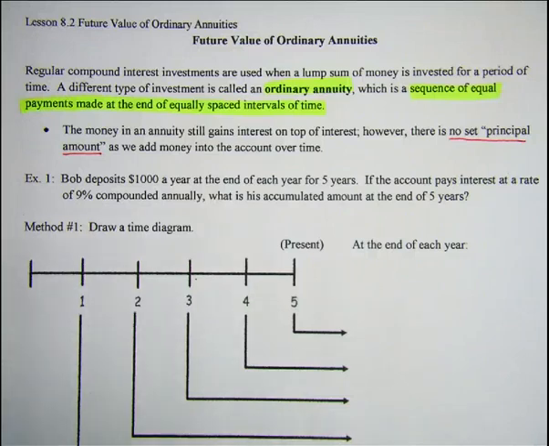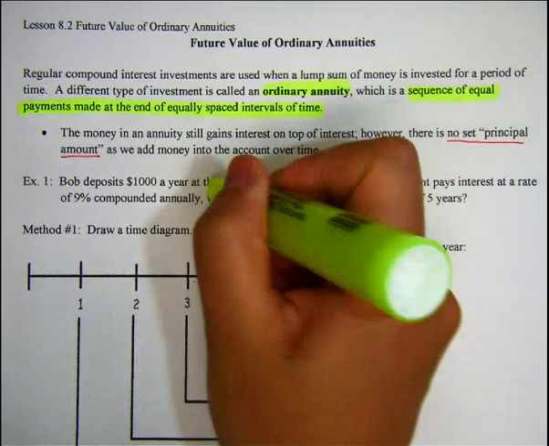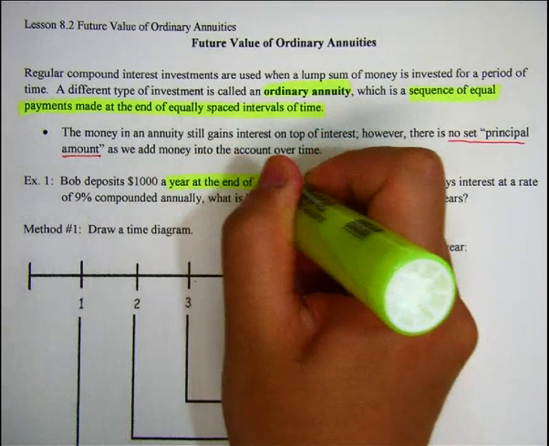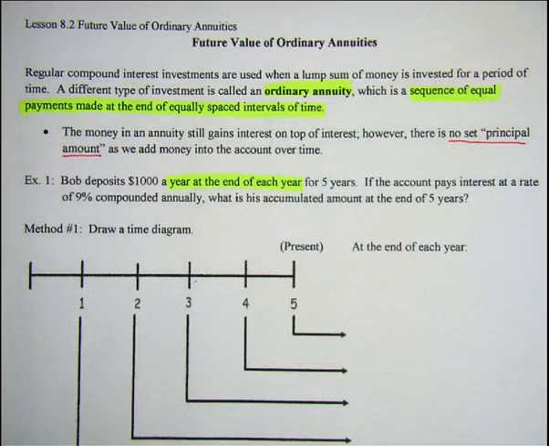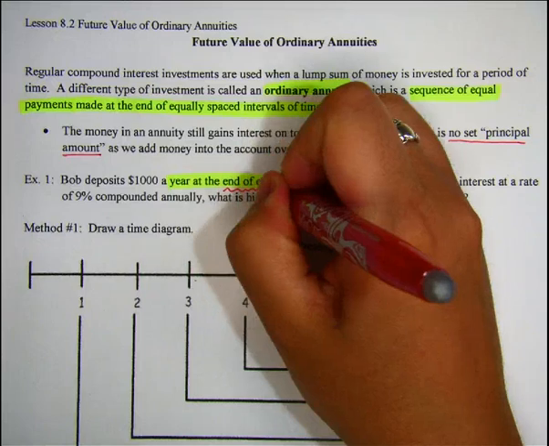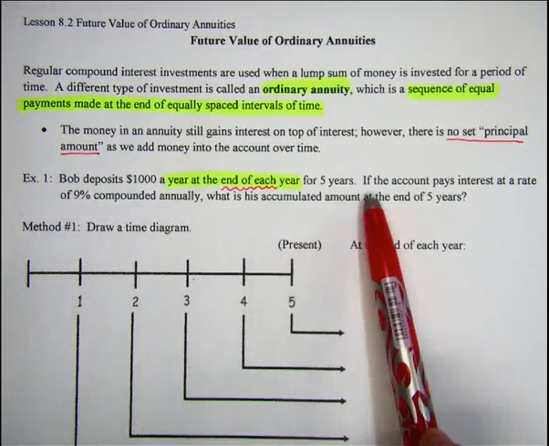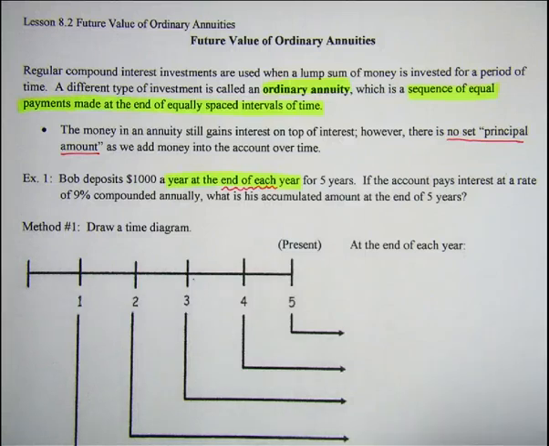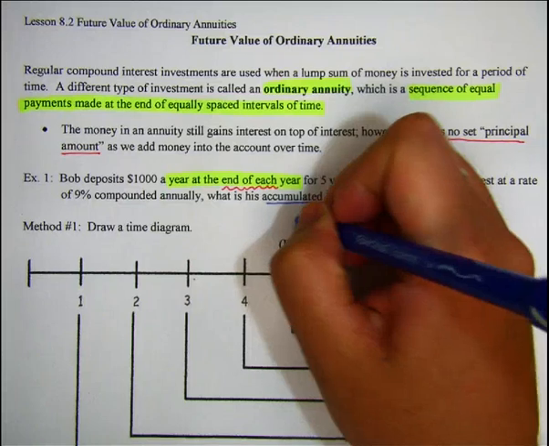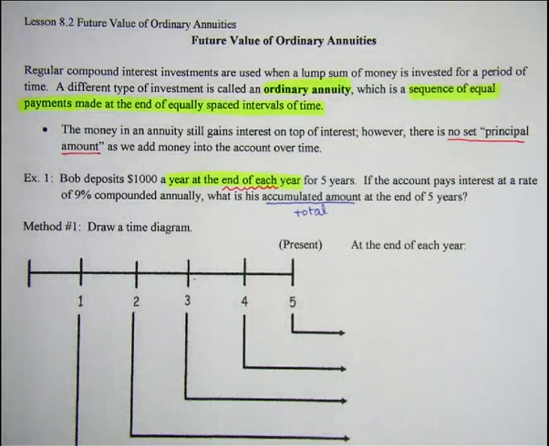So in this first example, Bob deposits $1,000 a year at the end of every year for 5 years. So how you know when you're reading a problem that you have an annuity is these keywords right here. Okay, the end of every year. So that means he's not depositing $1,000 once, he's depositing $1,000 and then a year later another thousand and then a year later another thousand, so on and so forth. If the account pays interest at a rate of 9% compounded annually, what is his accumulated amount at the end of 5 years? So we're trying to figure out how much the total investment worth will be.